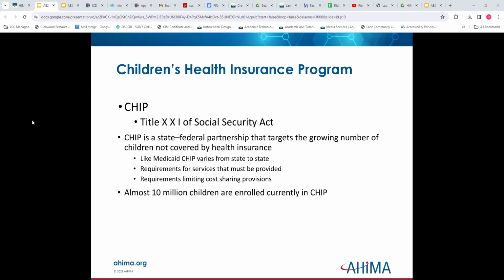The CHIP is somewhat similar. It's another combination of federal and state monies that target the growing number of children that don't have health insurance. There are almost 10 million children in the CHIP programs here in the United States.